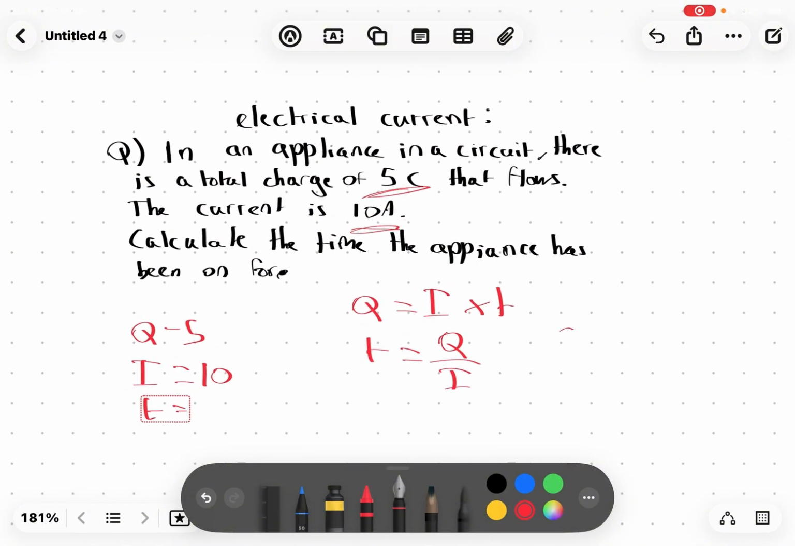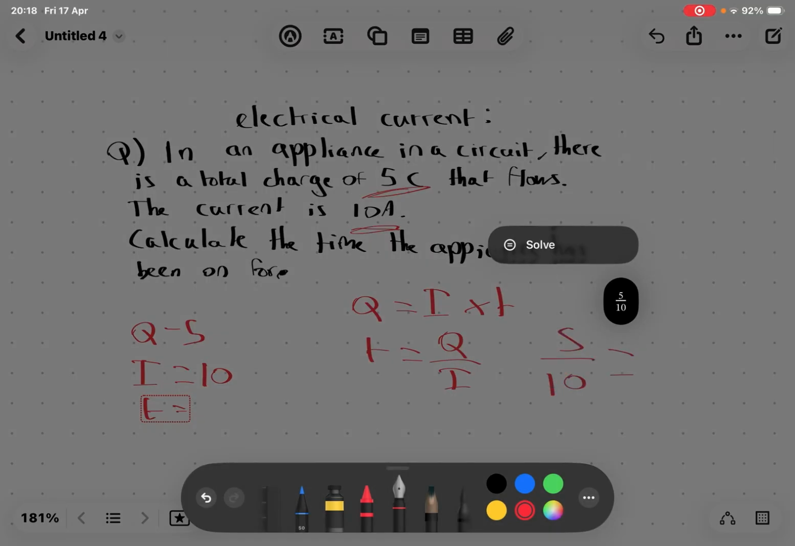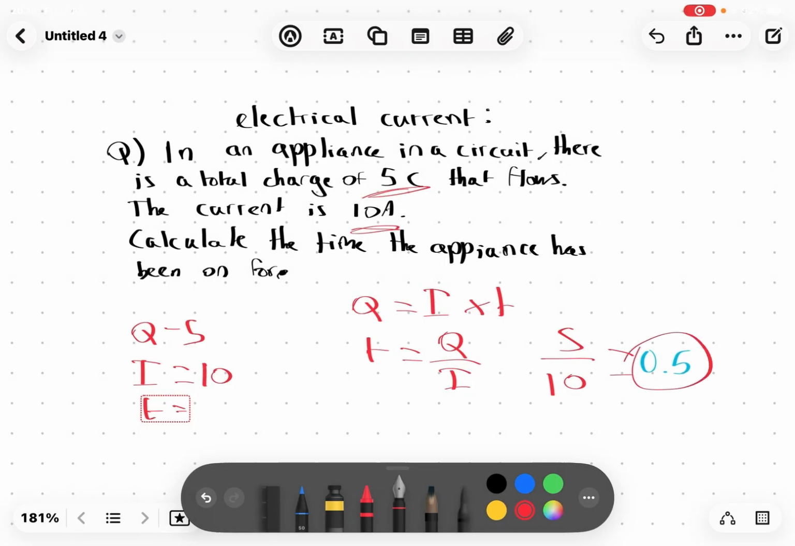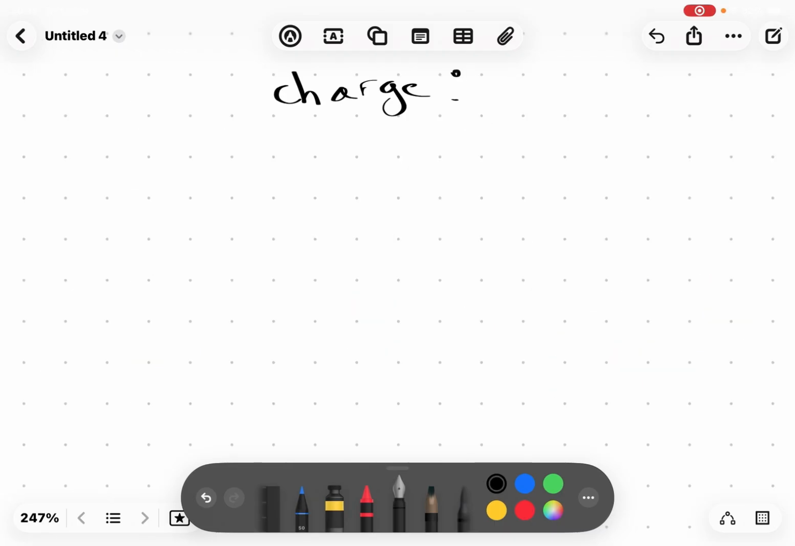So that will be 5 divided by 10, which equals 0.5. So the answer will be 0.5 seconds. Now let's just quickly talk about charge.